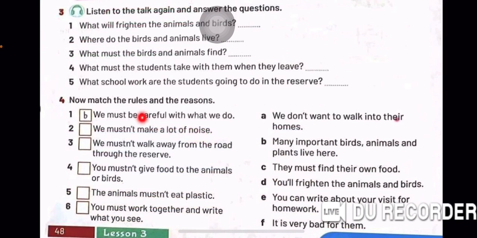Now match the rules and the reasons. Question 3 is listening. Question 4, you can answer them. A, we must be careful with what we do. B, many important birds, animals, and plants live here. 2, we mustn't make a lot of noise. Again, question 3 and question 4 are listening. You can answer them after listening.